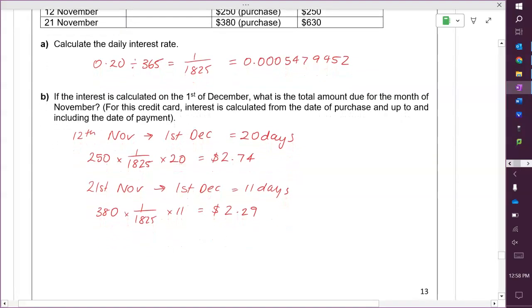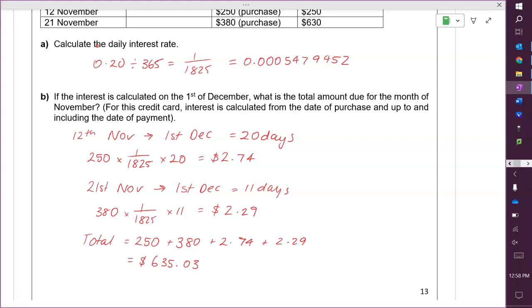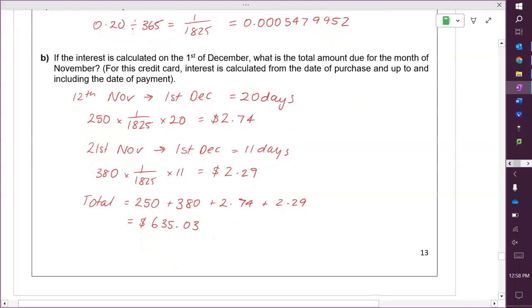But then what it says is, what is the total amount due for the month of November? So our total amount is, we've got our two purchases, plus then our two lots of interest that we've had accruing. That tells us at the end of the month we owe $635.03. So it's not a great deal more than what that purchase price was, but it also depends what the purchase is, how much it is, and how long you've got in that month to repay it.